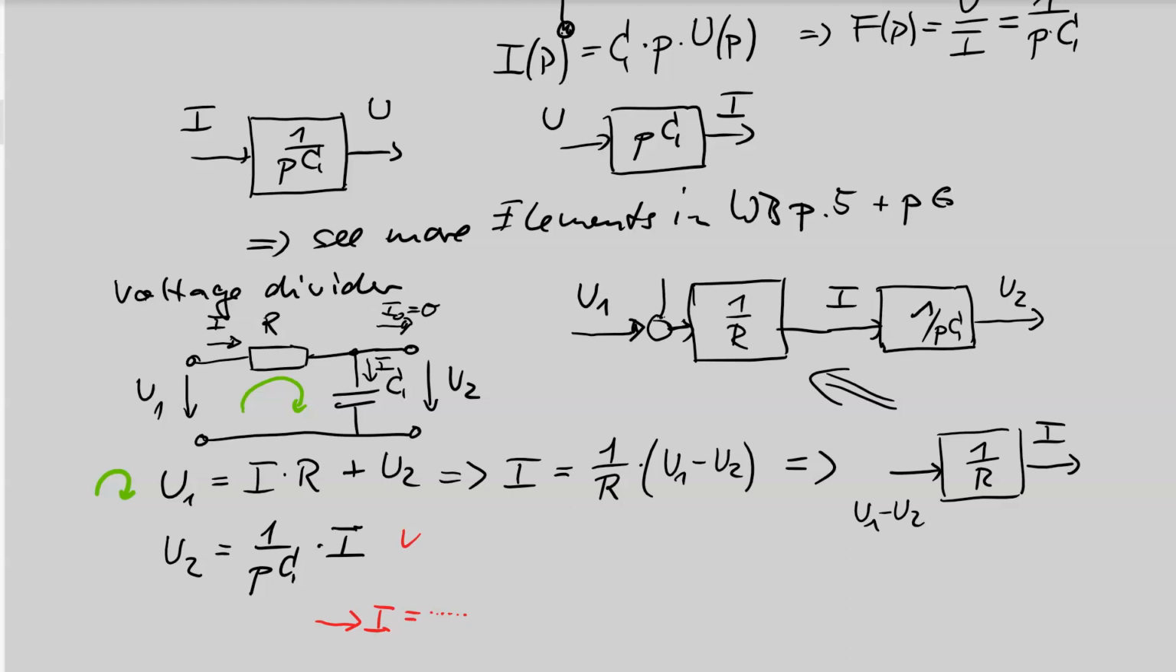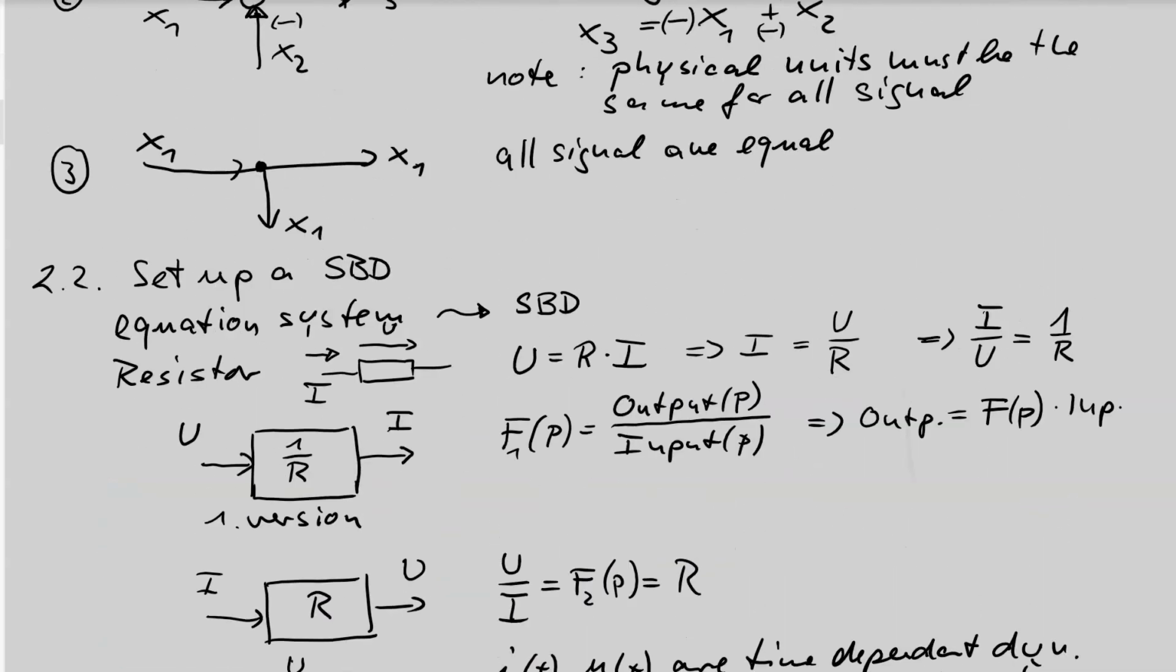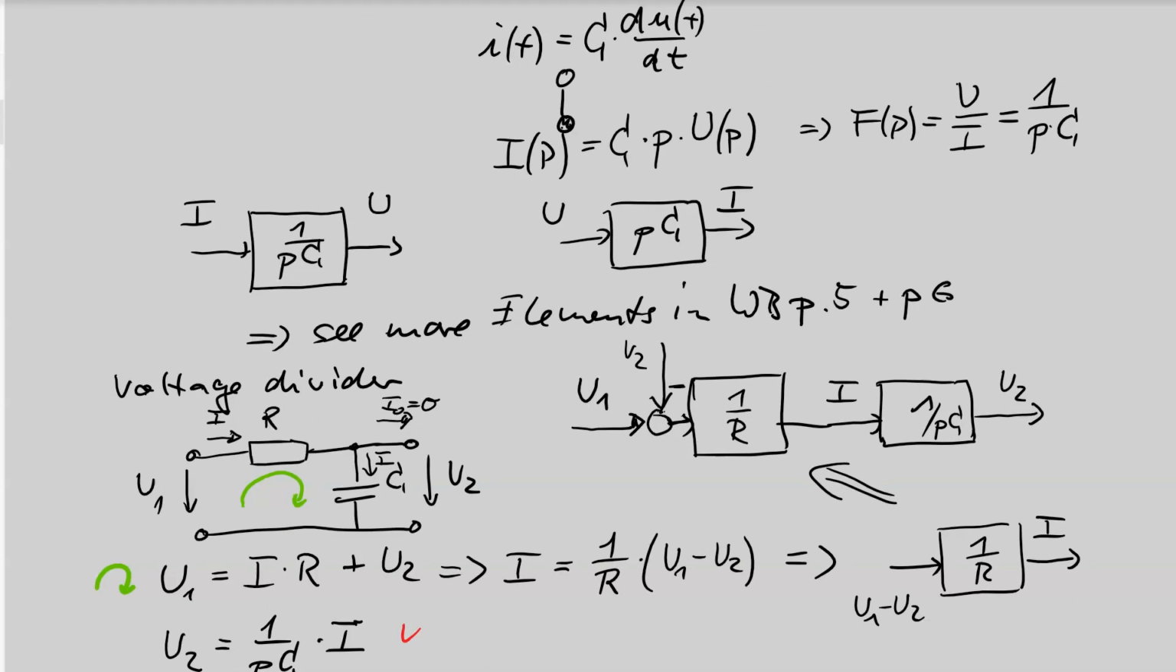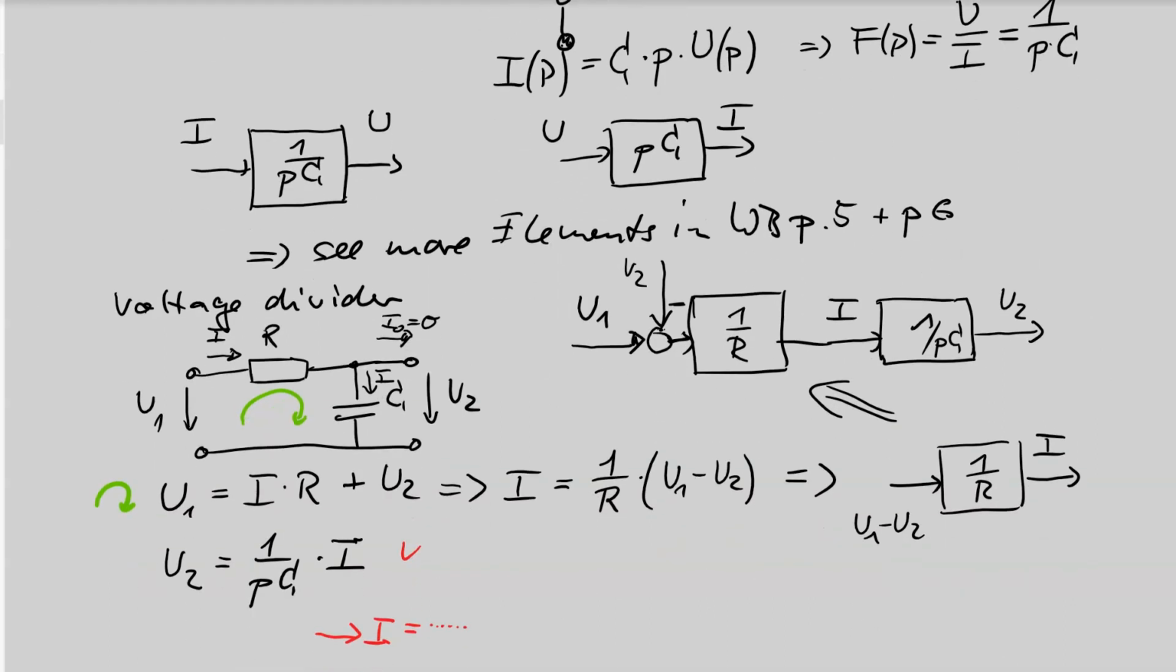And the summing point needs U2 with a negative sign. Where can I get U2? Okay, with a junction point. If U2 is available as an output, I just connect a branch with a junction point, and then I have the signal U2 at my summing point. So just connect this, make a junction point. Ready is the signal block diagram of my RC low pass filter.